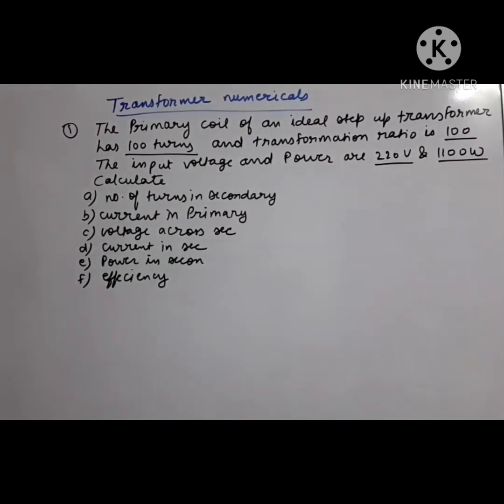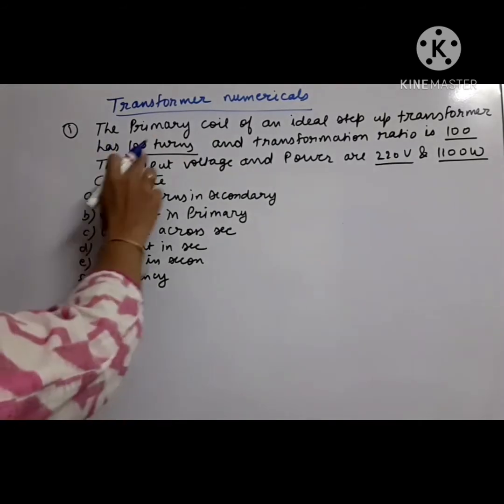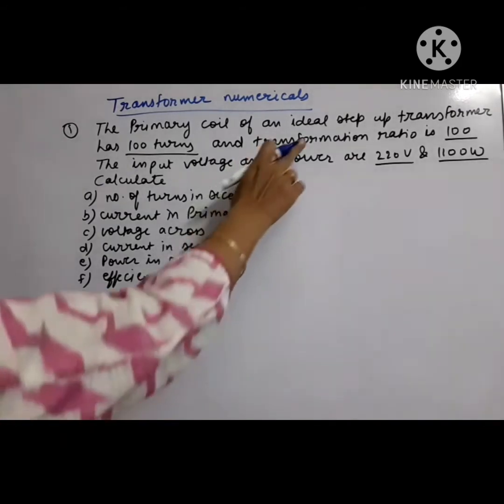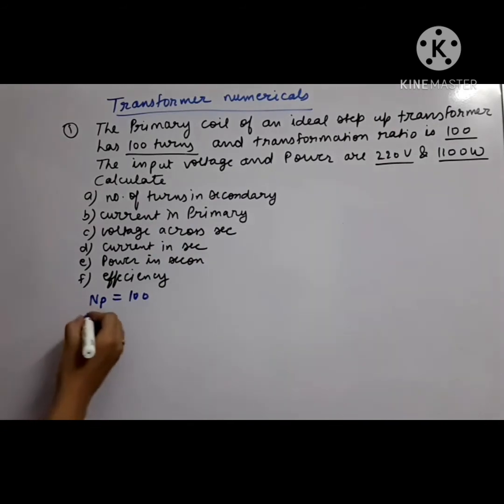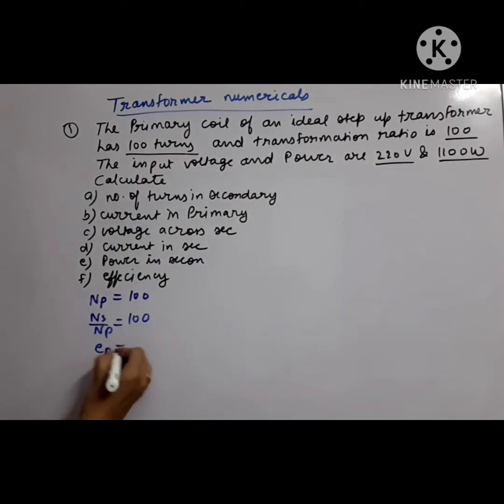Okay, let's see now how to solve the transformer numericals. We have this first question. The primary coil of an ideal step-up transformer has 100 turns. So let us keep on writing. NP is 100. Transformation ratio is 100. Ratio means NS upon NP is called the transformation ratio. That is also 100. Then input voltage, which means primary voltage, we can call it EP. That is given as 220 volt. Then input power, so primary power, is 1100 watt. These are the data given.